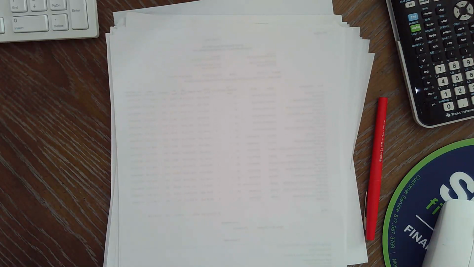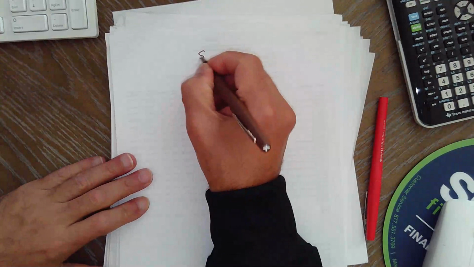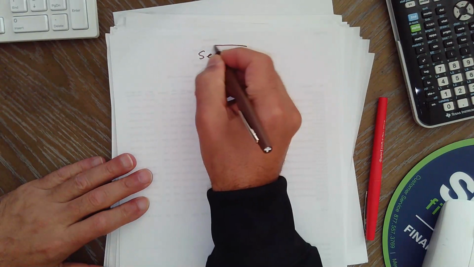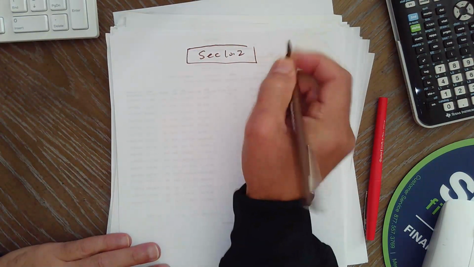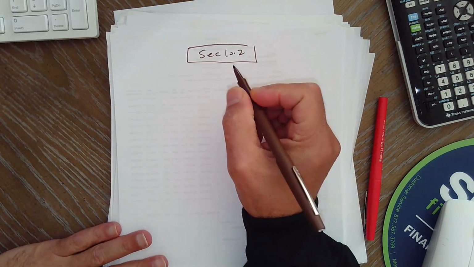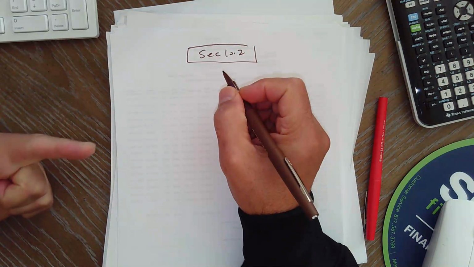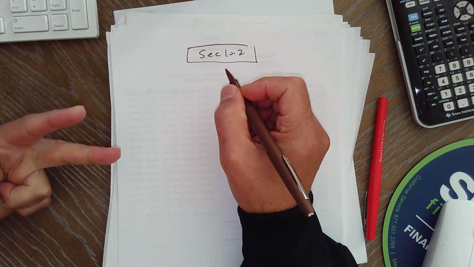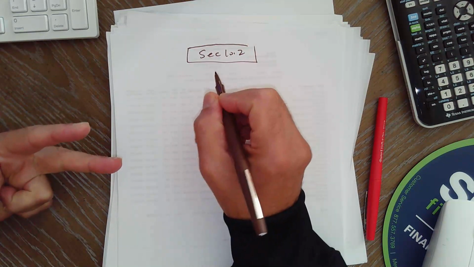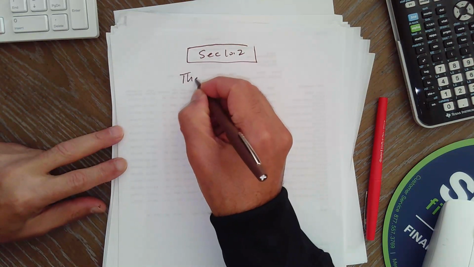So I'm going to continue with chapter 10, namely section 10.2. We're going to continue with solving quadratic equations. We already did factoring, square rooting, and completing the square. Section 10.2 is about the quadratic formula.